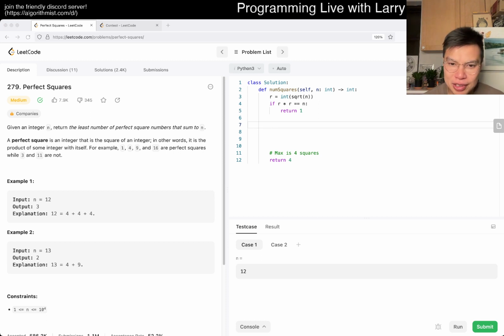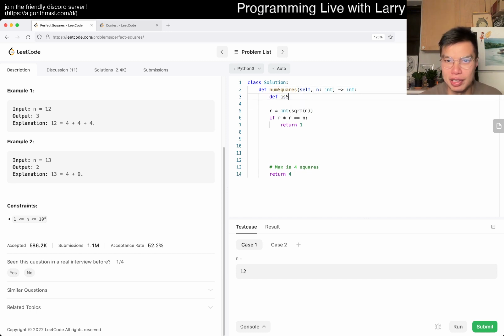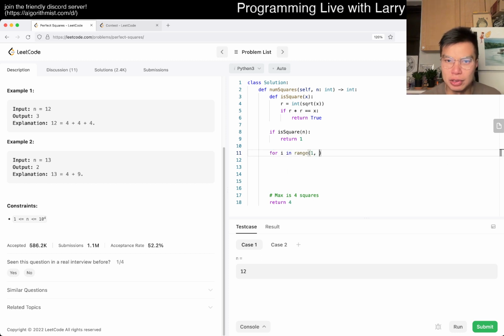Is there a way to do two squares? You could do it with a for loop, and because you can do this in all one time, then this is just 10 to the fourth in the worst case. So we can definitely do that, and maybe I would change it to is_square. So if is_square of n, then we return one, and then something like for i in range from one to, in theory, n plus one, but you already went through all the squares.